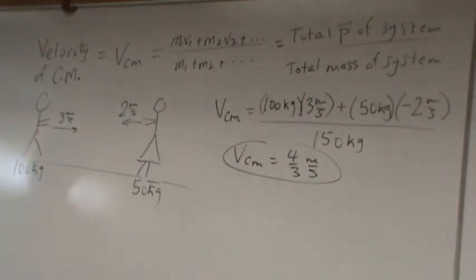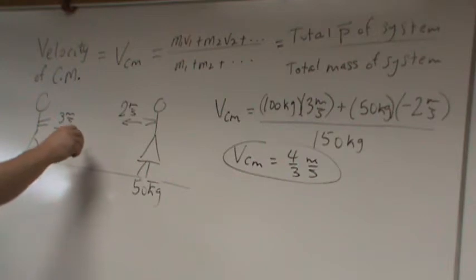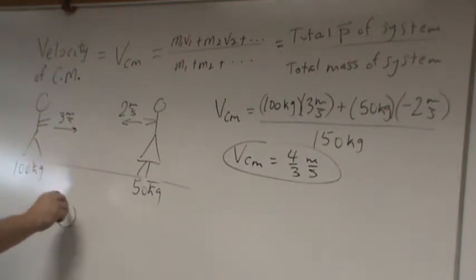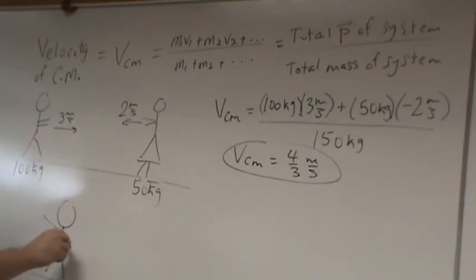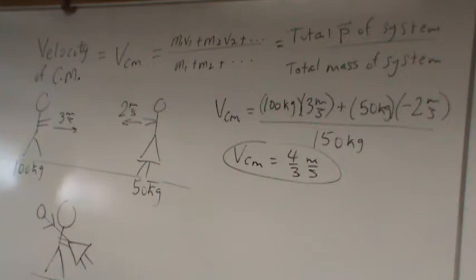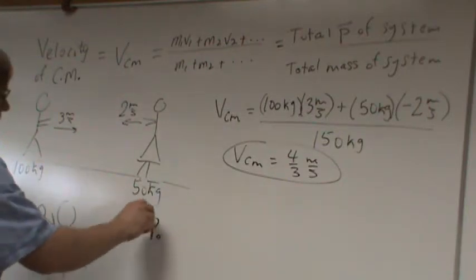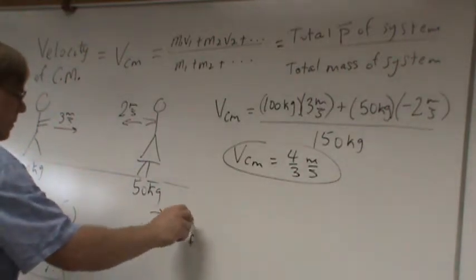Okay, I'm going to say that these two hug. They slam into each other. They embrace in a warm, beautiful embrace. So here's the girl in his arms, and they go off at a certain speed. I can use conservation of momentum to find that speed. Initial momentum equals final momentum, right?